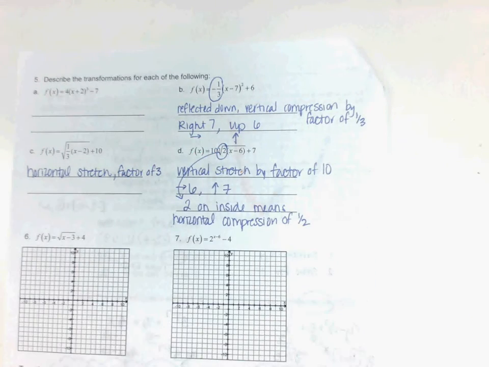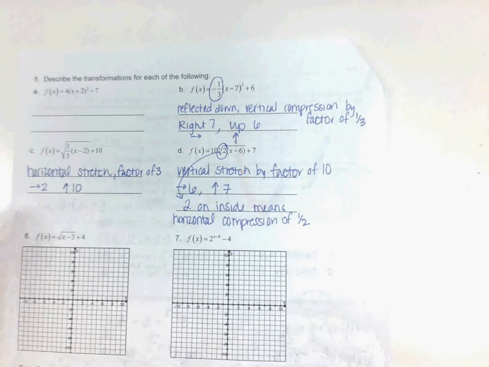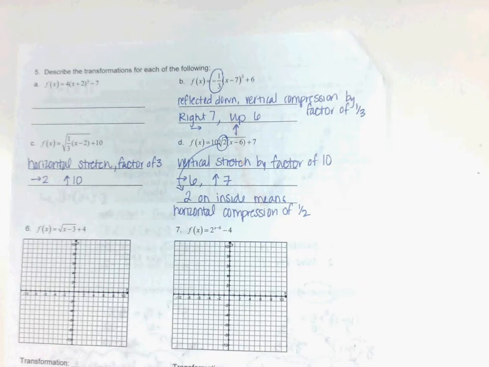Okay? Then my shifting, I got a -2 and a +10. Which way are we going? Right 2 and up 10. Good job.